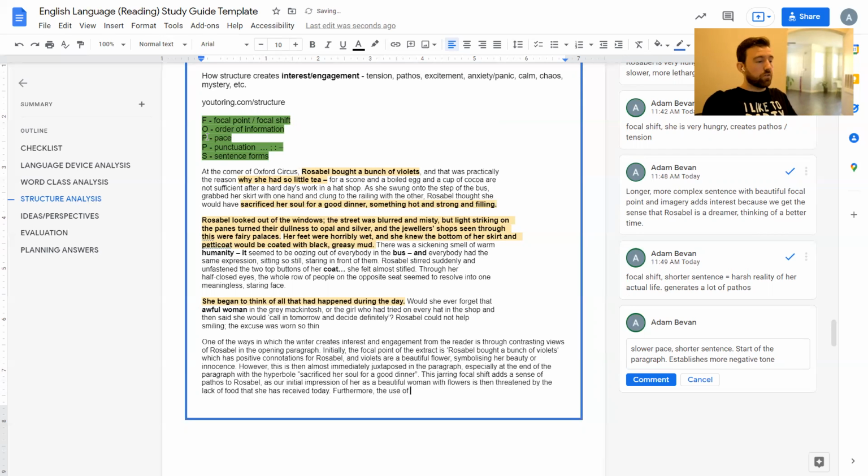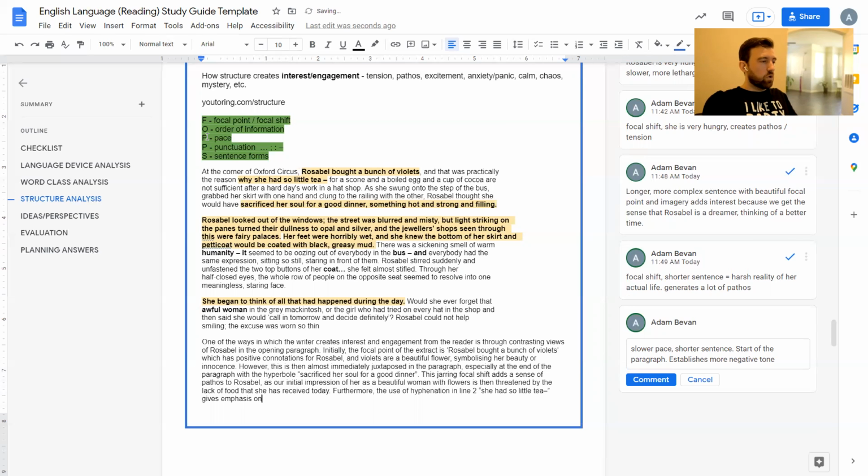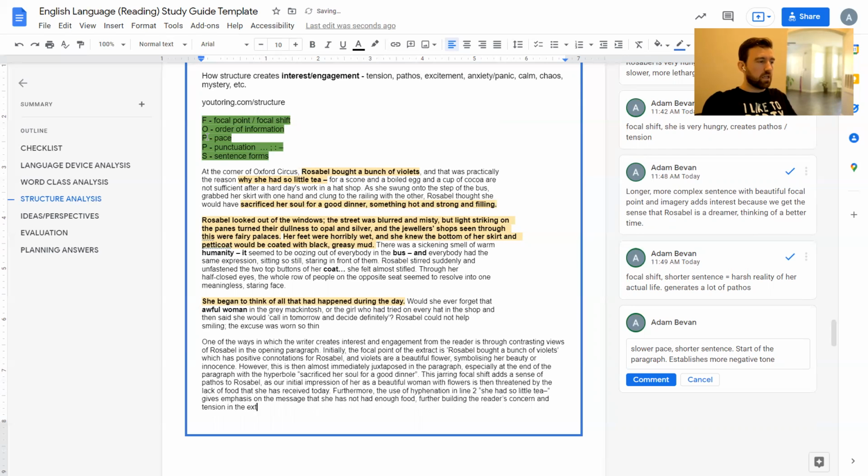Furthermore, the use of hyphenation in line 2, it's always good to put line references if you can, "so little tea", gives emphasis on the message that she has not had enough food, further building the reader's concern and tension in the, something like that. So there's a bit of everything in there.